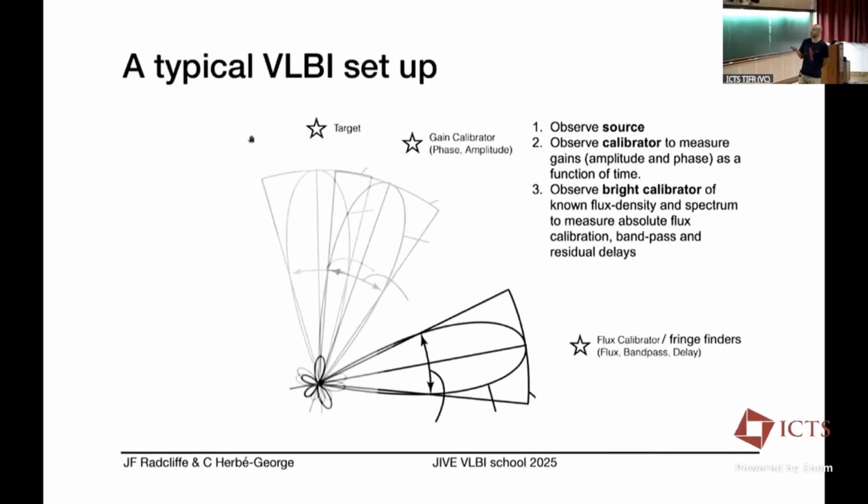So effectively, you just beam back and forth, right? You have your target somewhere. Within a few degrees, you have your phase calibrator. You have your flux calibrator somewhere. In this particular scheme, it looks like the flux calibrator is at a very low elevation. That is not the case. It's just to show that it can be far away, but it doesn't have to be low elevation.